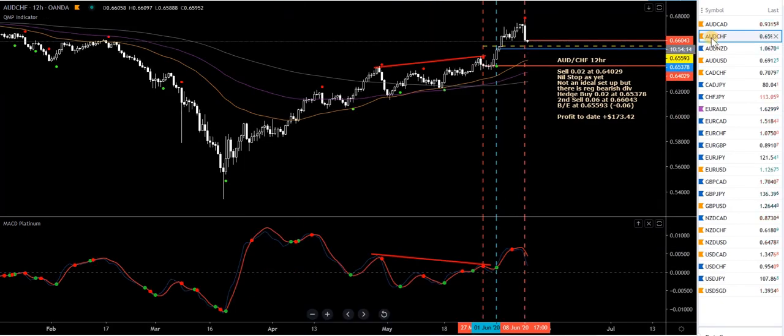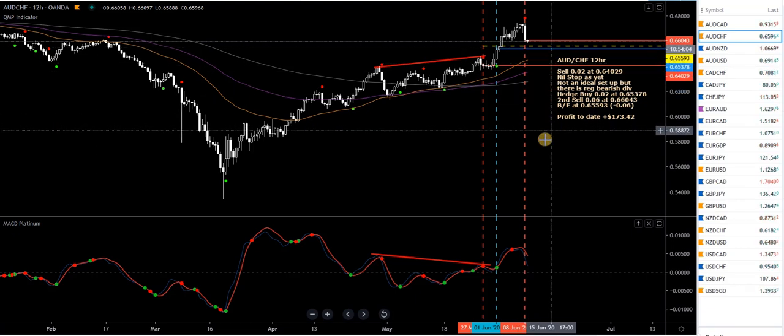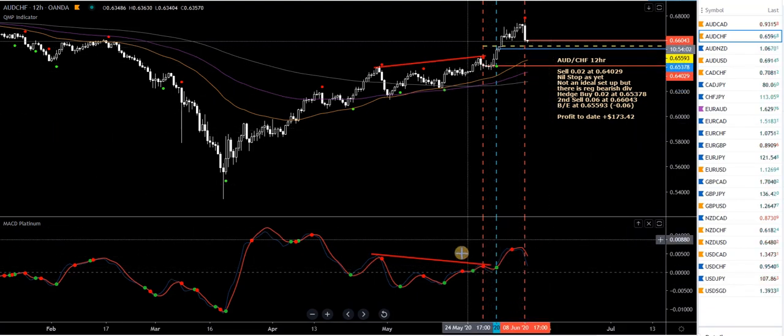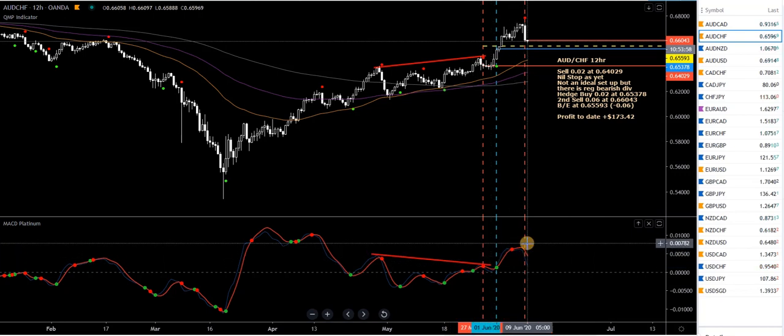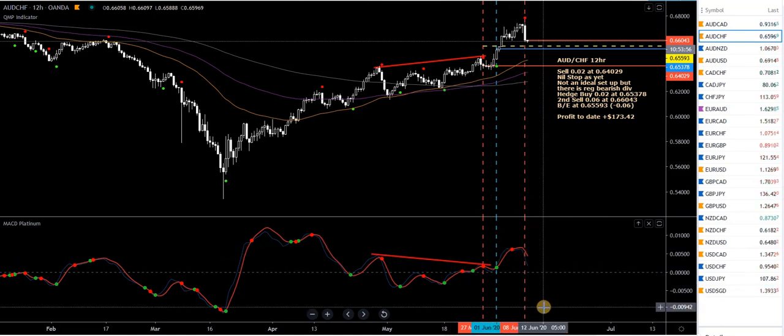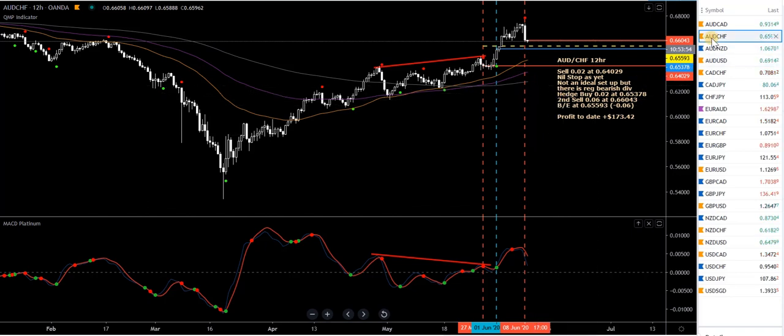Oz Swiss. Just referring to my notes here. 2nd sell trade. Already in a buy, hedge buy. Already in a sell, hedge buy, 2nd sell, break even level there. You can see my notes. MACD platinum's above the 0 level. Remember with the MACD platinum, I'm looking to sell when it's above the 0 level and buy when it's below the 0 level. So that's just a new sell trade on the Oz Swiss.